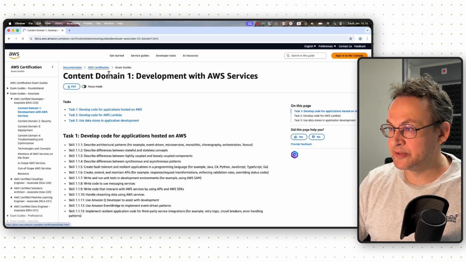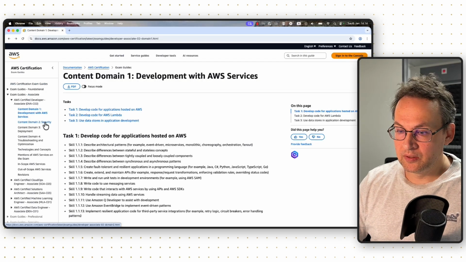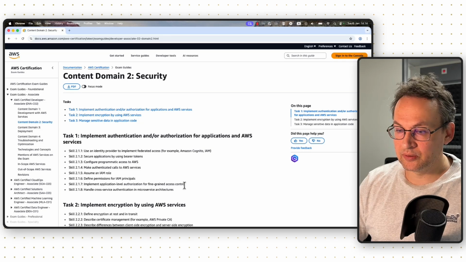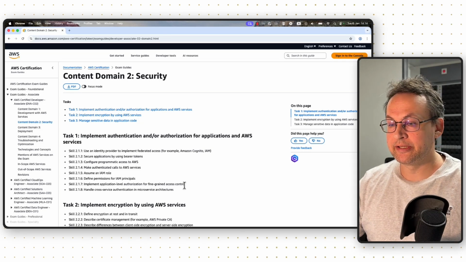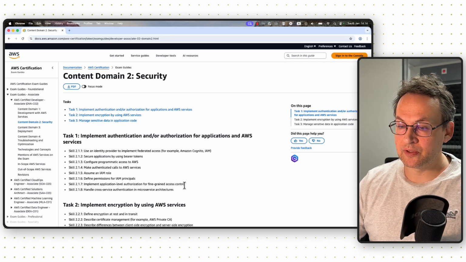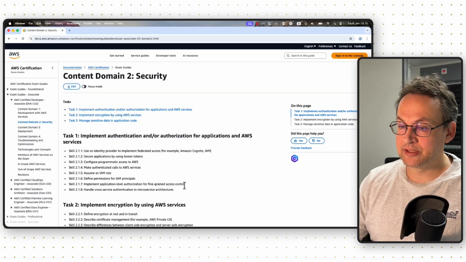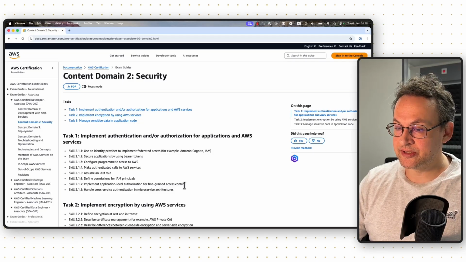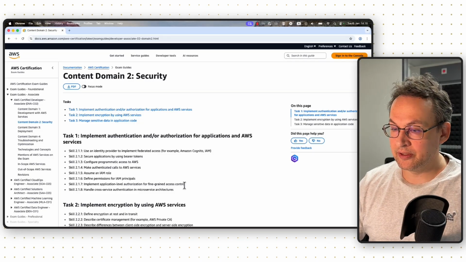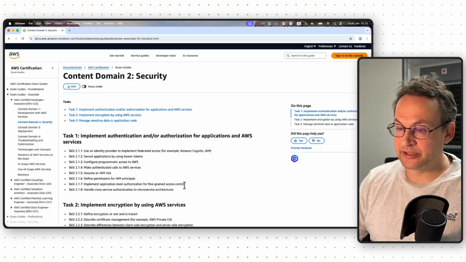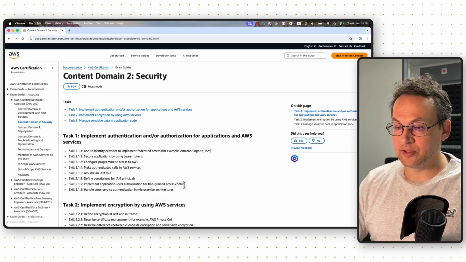Okay, let's go back to our domains. Domain 2, security, that is 26%. Security is about IAM policies, roles, Cognito for authentication, encryption with KMS, and Secrets Manager. The exam doesn't just ask what is KMS, it asks something like, your application needs to rotate database passwords weekly, which solution requires the least operational overhead?